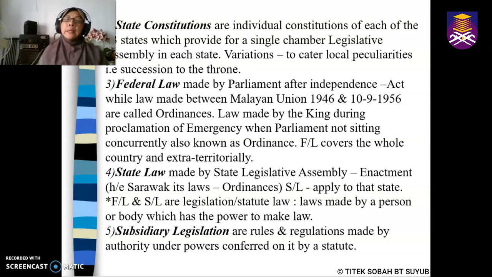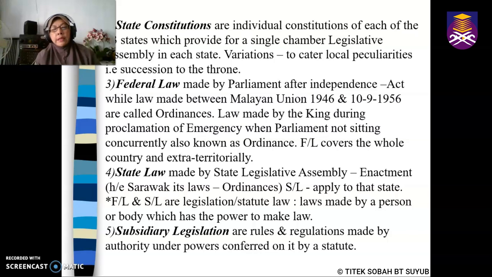It is stated under the constitution which types of law can be enacted by the federal government and which types of law can be enacted by the state government. So Sharia law actually falls under the state government. Okay, local authorities and land matters are examples of laws within the jurisdiction of the state government to enact. And then we have subsidiary legislation.